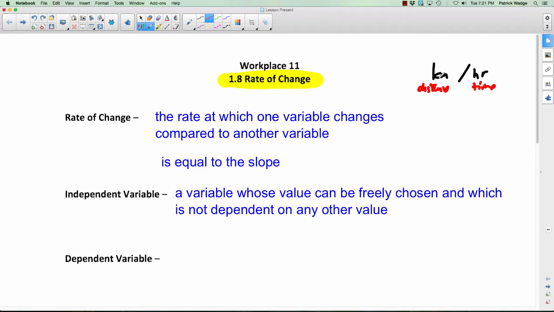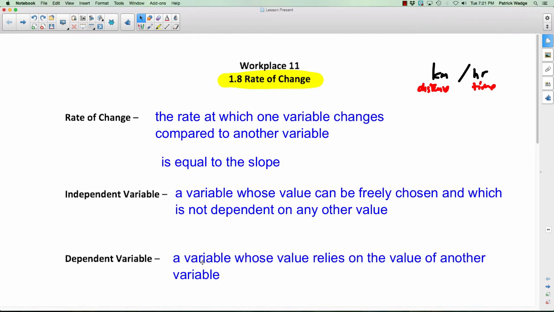The one that's dependent, so let's go down to dependent. Dependent is a variable whose value relies on the value of another variable. That would be your kilometers, the distance, because the distance relies on how long you drove for. If you drove a short time, you didn't go very far. If you drove a really long time, you went further. So hours, time, is independent because you get to choose how long you drive the car. Distance is dependent because how long you drove the car is going to impact how far you drove the car.